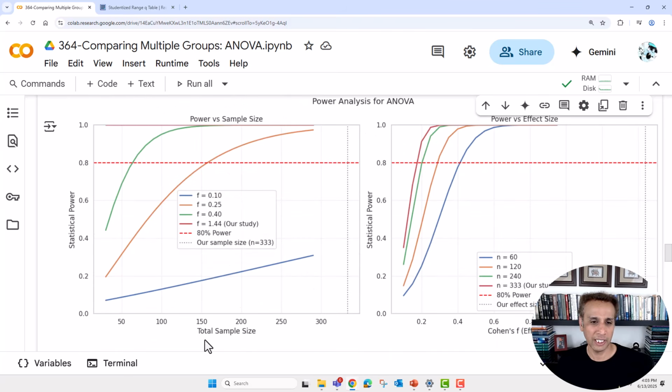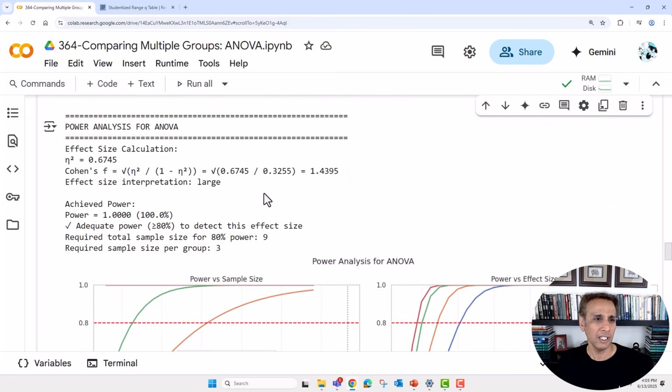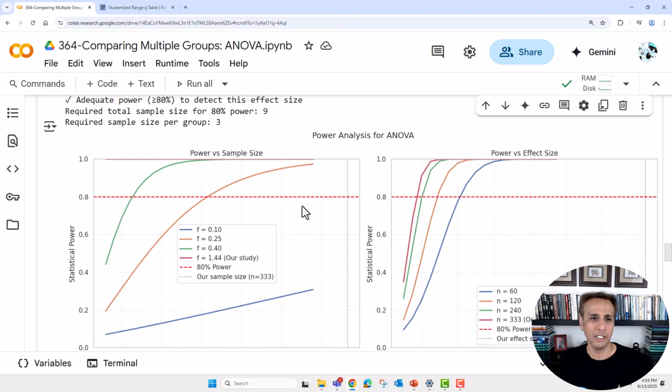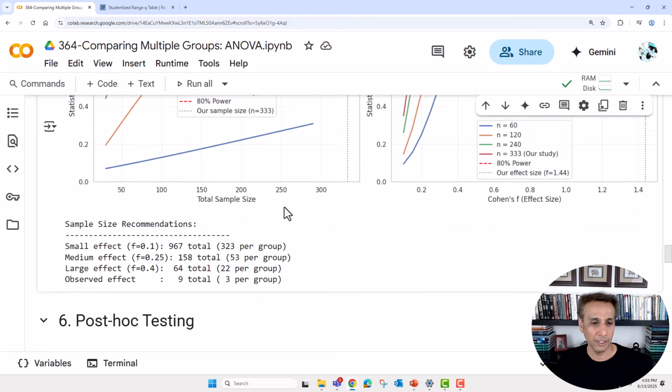And at what sample size did you achieve 80% power? For a specific F value, for a specific Cohen's F value right there. Yeah, so that's what we are showing right there.